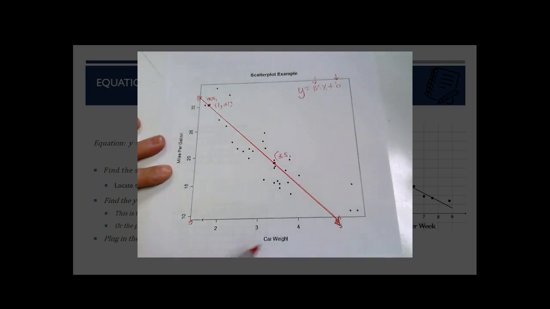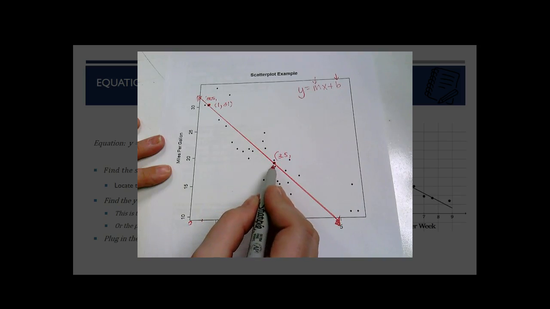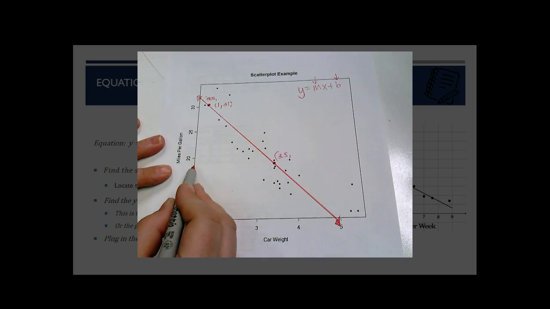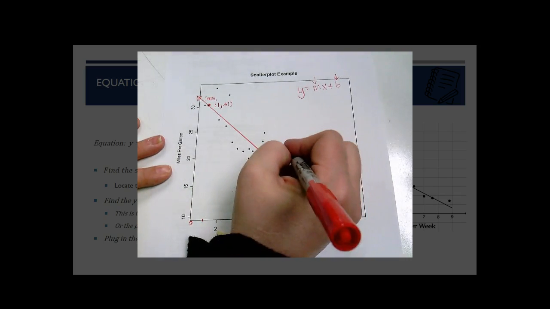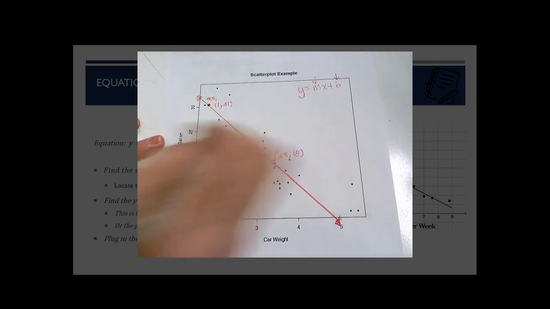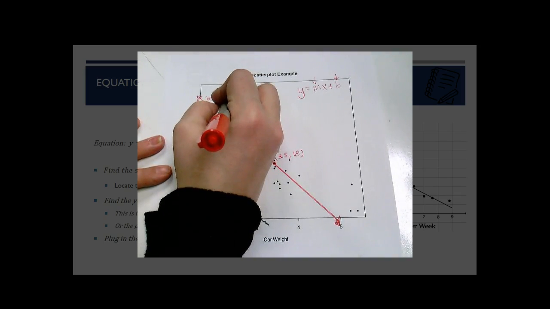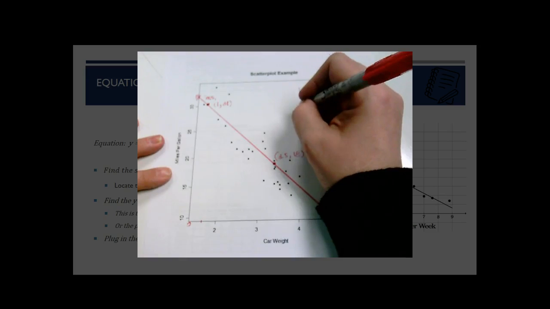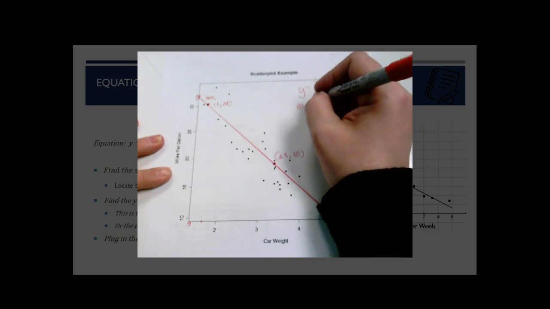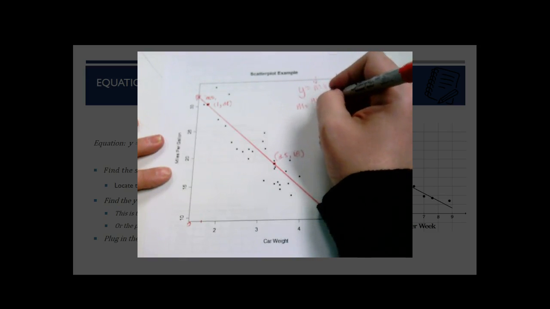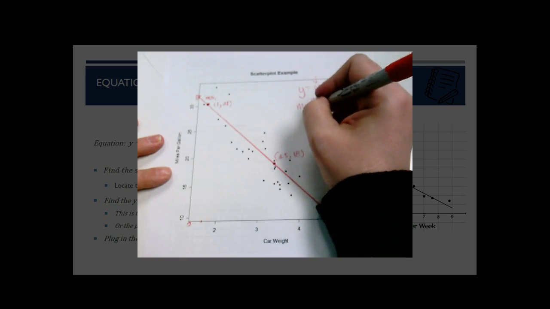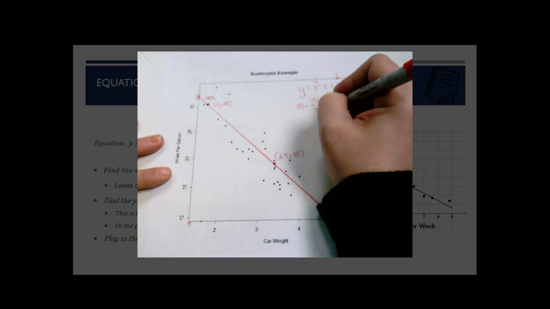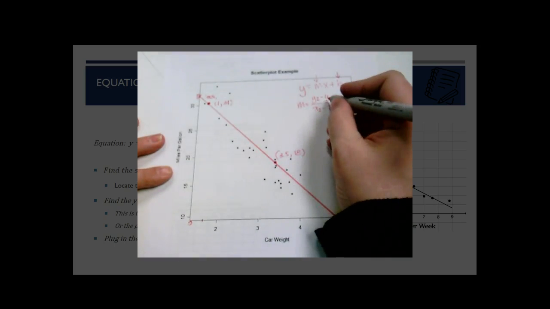And then my other value is here. I'm going to follow it over. It's looking like between 15 and 20, but closer to 20, so let's call that 18. And those become my 2 points that I'm going to use to calculate the slope. So I gave you that formula, slope equals the second y minus the first y over the second x minus the first x. So I can plug that in.